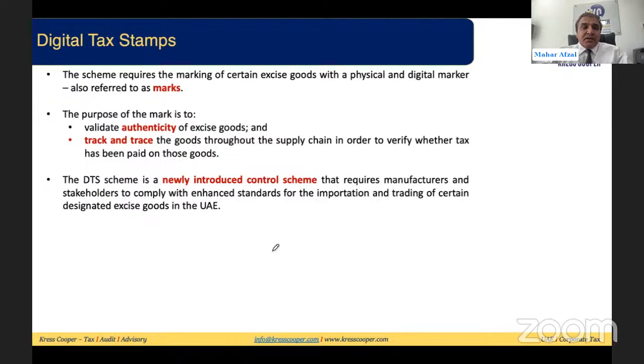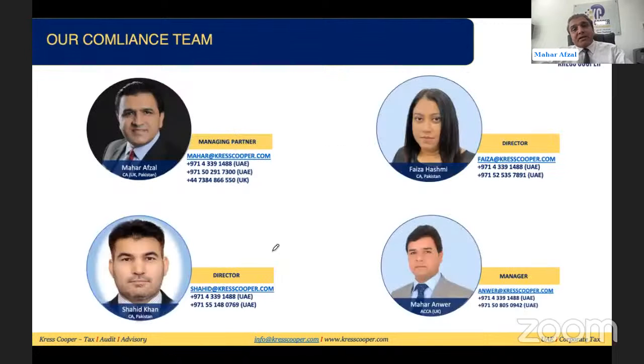These are the two reasons that the FTA has already launched digital tax stamps. Some products have already been implemented, and for some products it will be implemented in the future. The objective is basically to maintain the authenticity of the product, that these are genuine products, and to track and trace the products. These are the two reasons for this. So this is the overview of the excise duty.